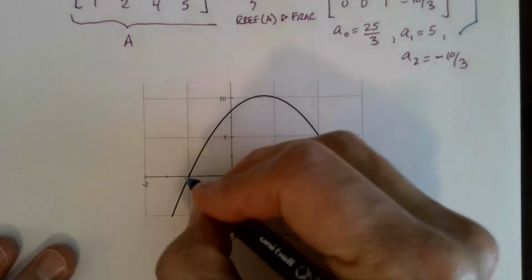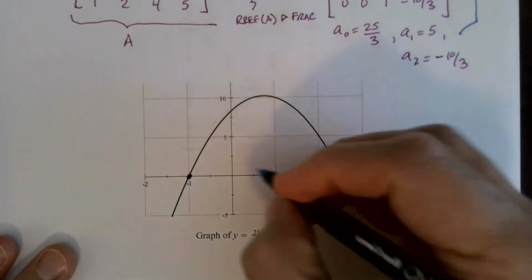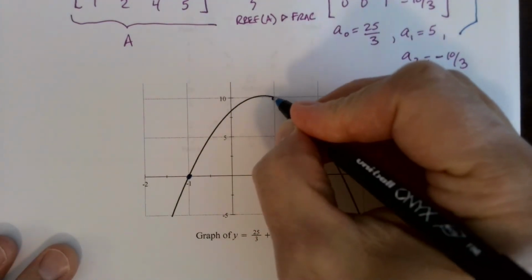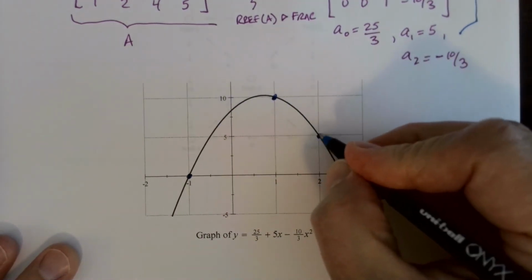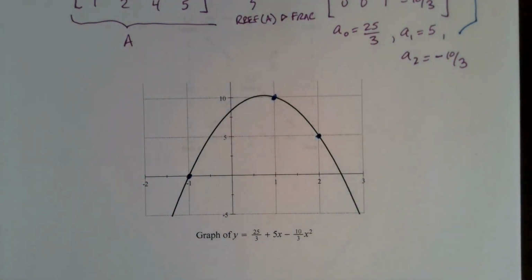Our points were negative 1 comma 0. That's right there. 1 comma 10. That's right there. And 2 comma 5. That's right. And so there it is. We have fit the curve through those points. And the neat thing is, you can have many points. I mean, if you have 10 points with different x coordinates, then you're guaranteed to have a degree 9 or less polynomial that will fit through those points. Okay. So interpolating polynomials. That is one application. The next section we'll talk about network analysis as another application.